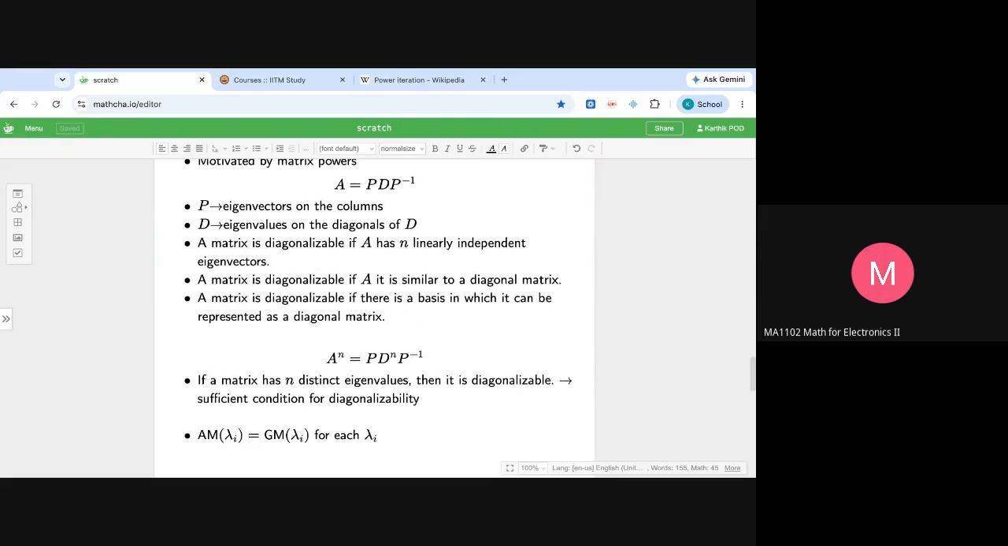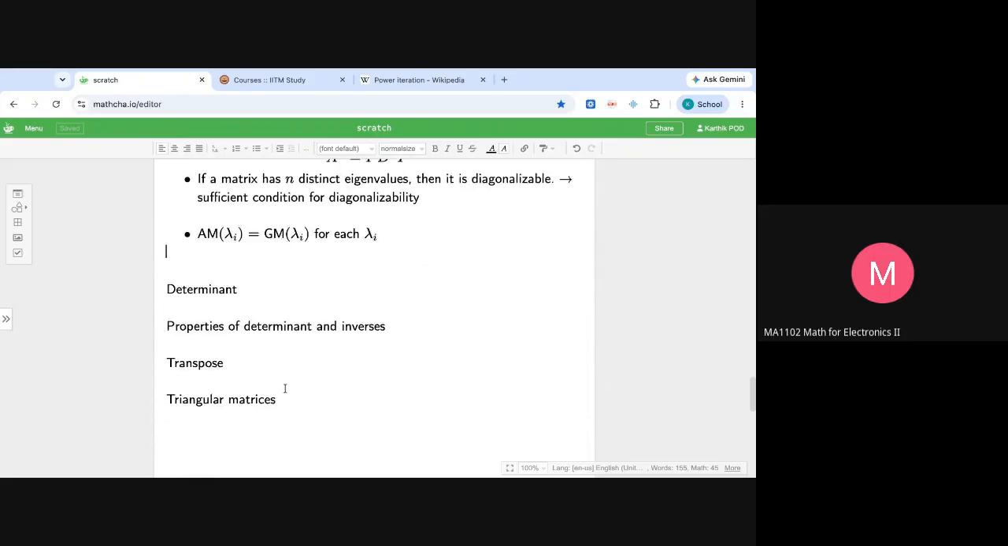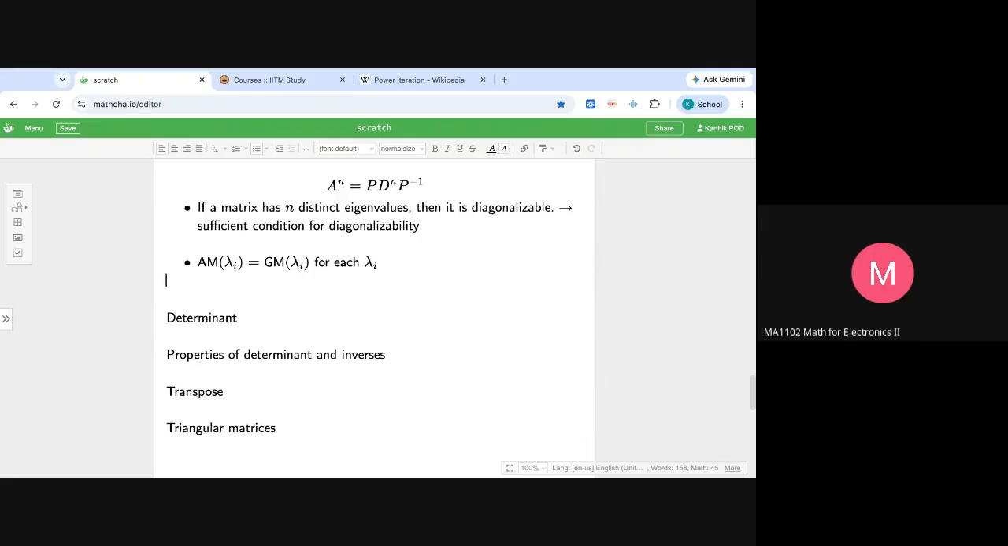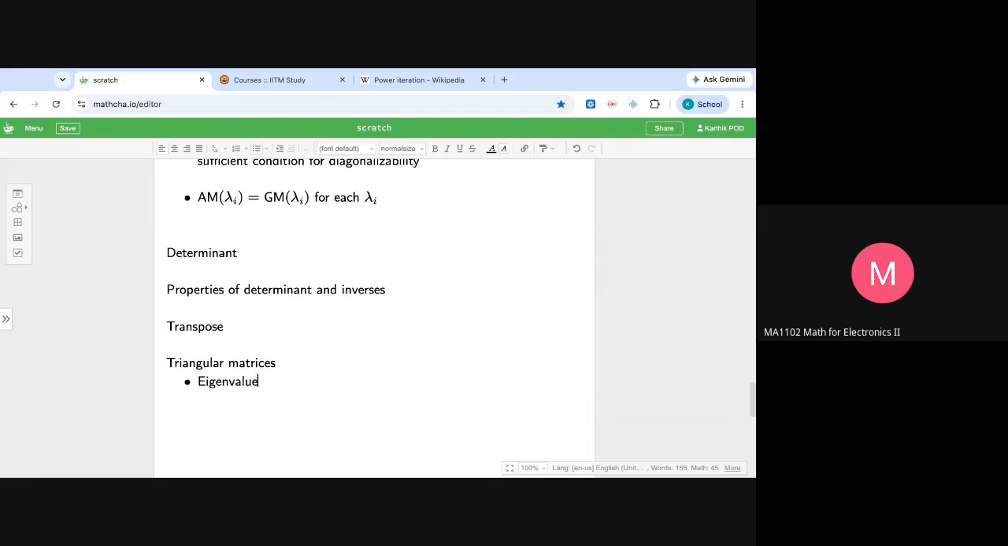What else do we have? Triangular matrices, things around that. Maybe you can add that there. For triangular matrices, the eigenvalues are just the diagonal elements, the diagonals.